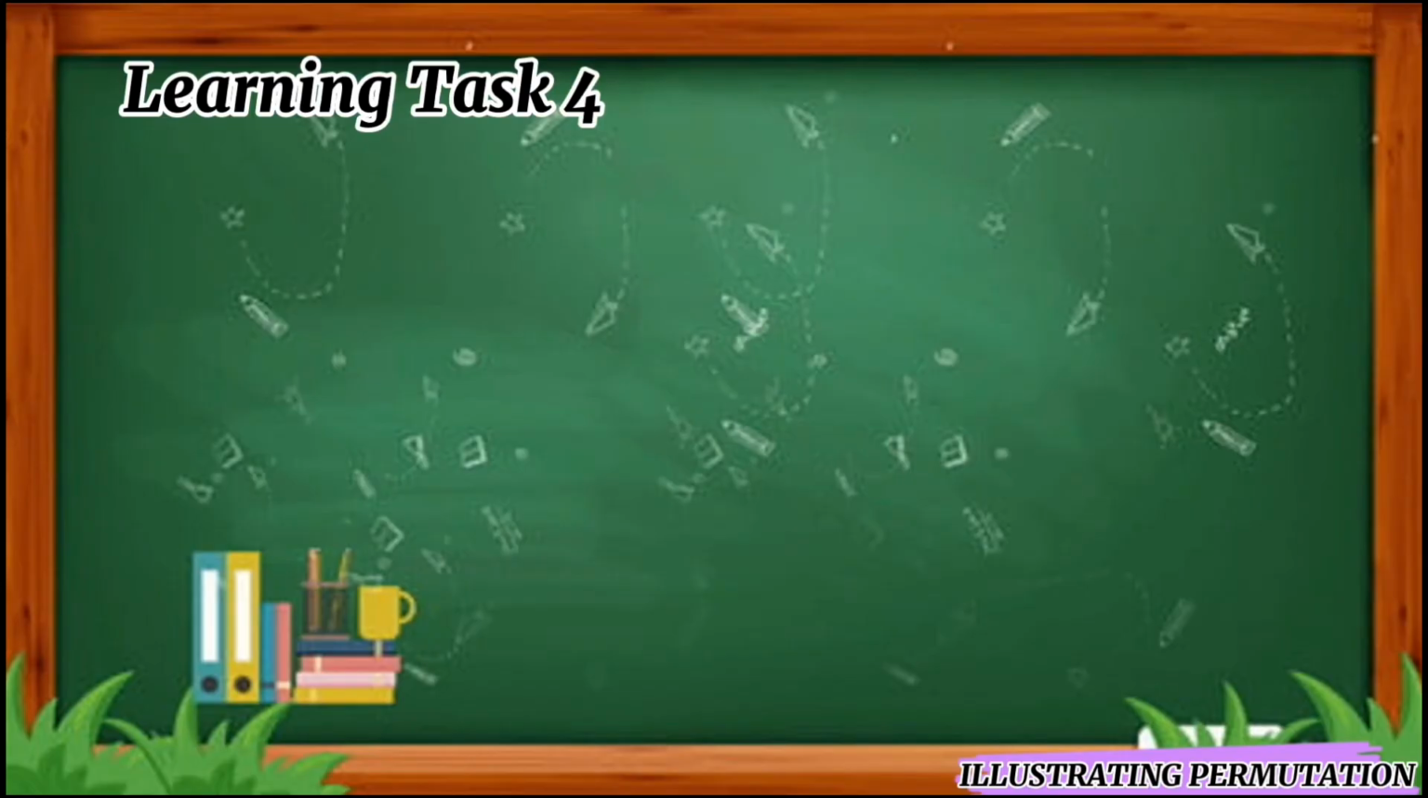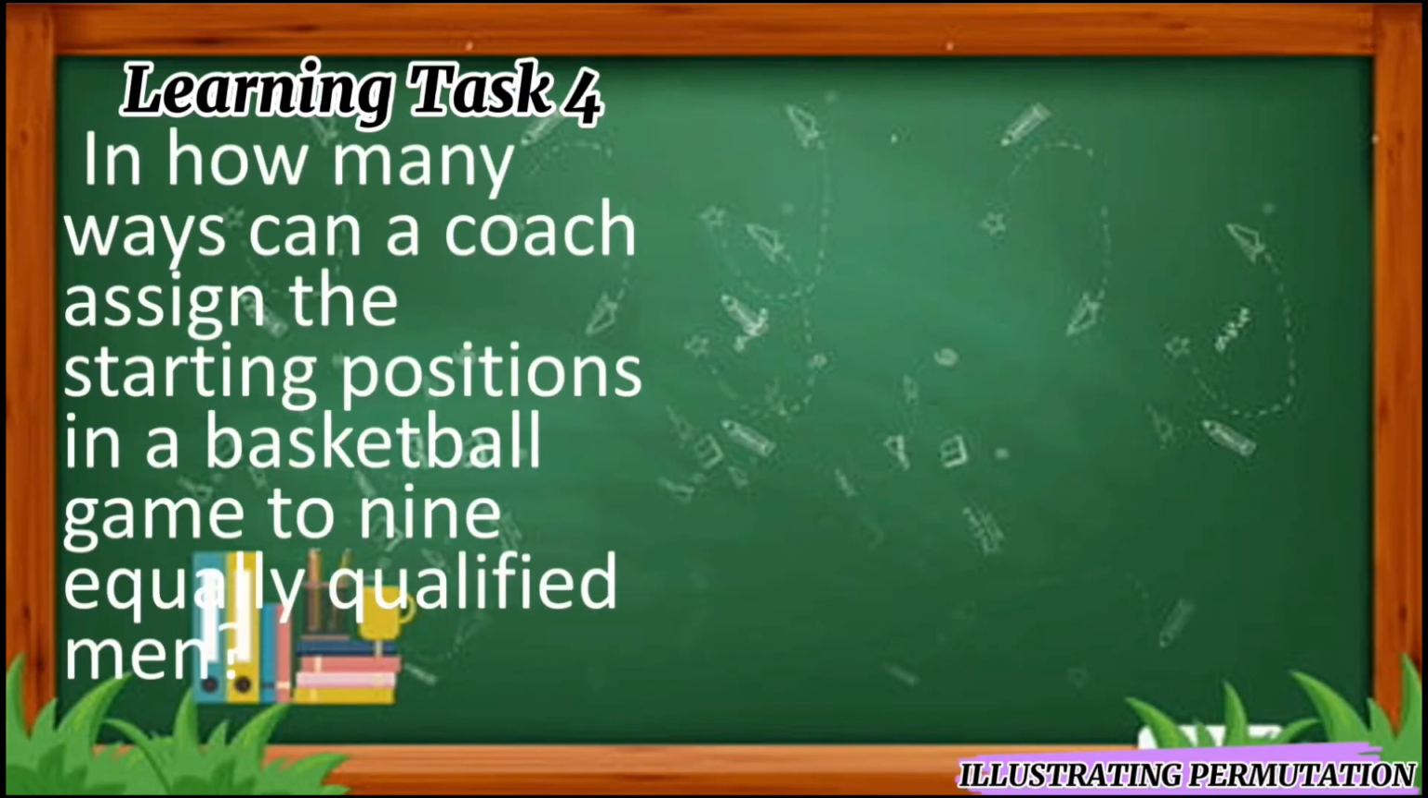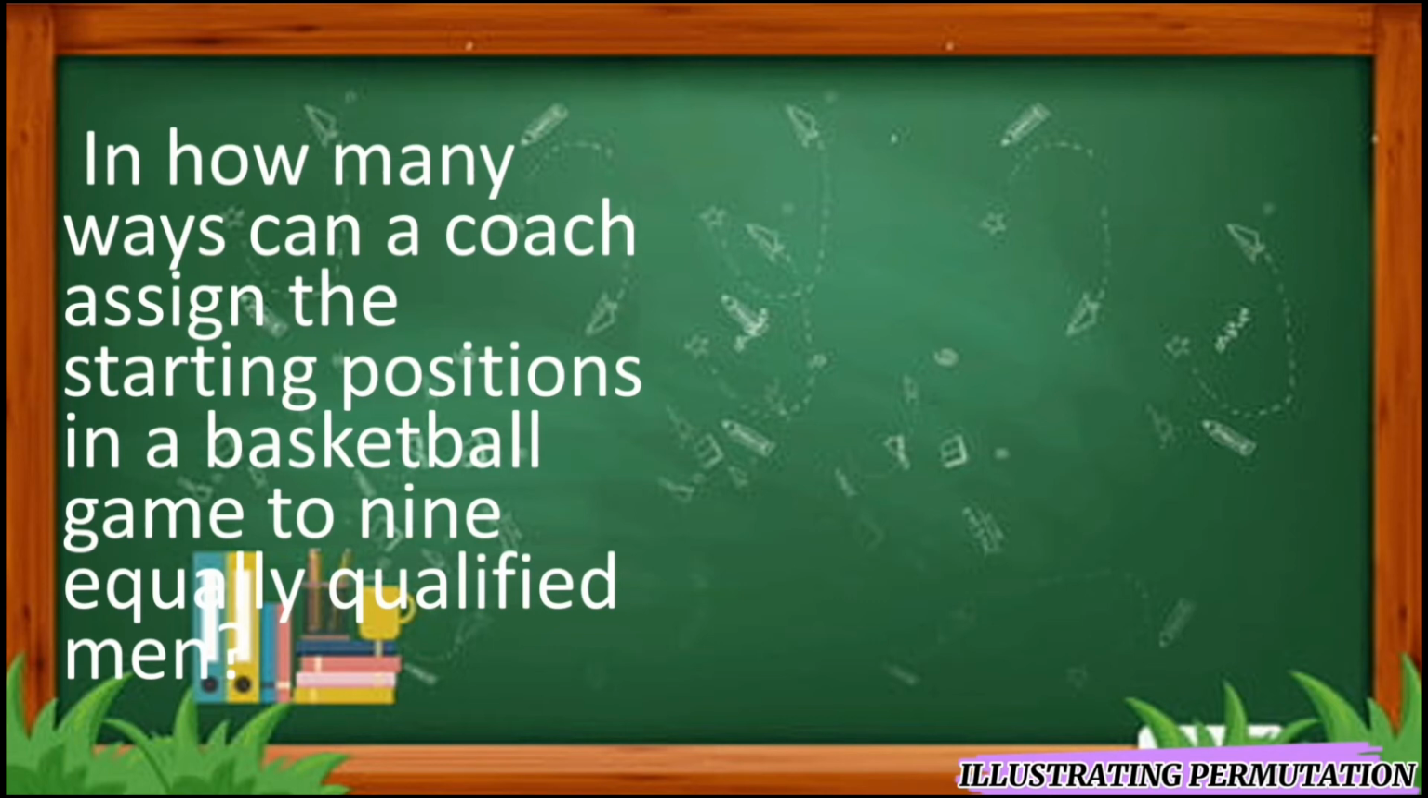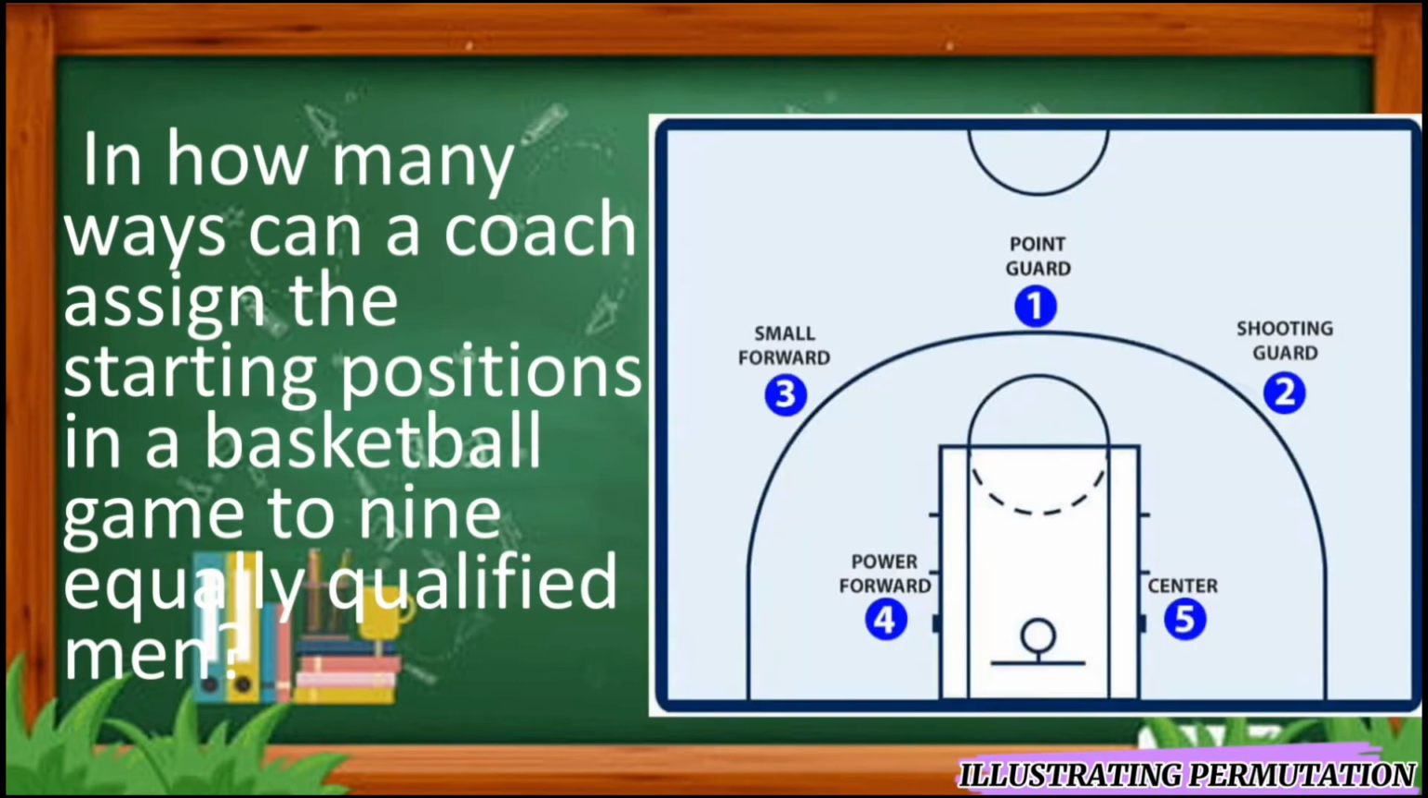And now it's your turn. Can you answer this problem? In how many ways can a coach assign the starting positions in a basketball game to 9 equally qualified men? Before that, let me give you information about the basketball game. There are 5 starting positions in a basketball game. These are point guard, shooting guard, small forward, power forward, and center. And this is how they are positioned in a basketball court.